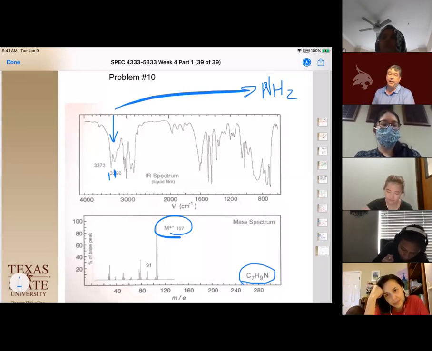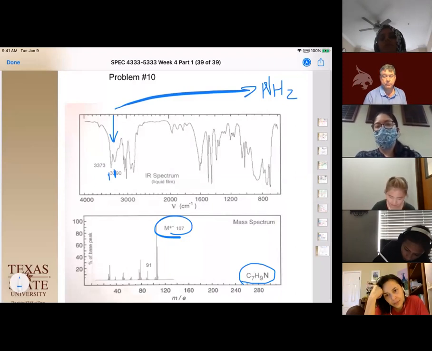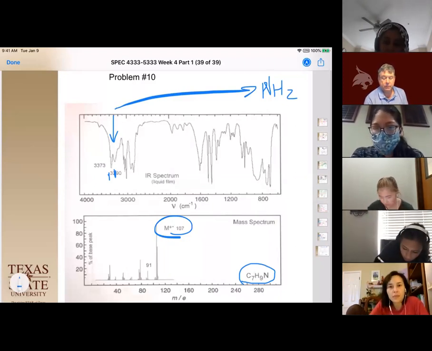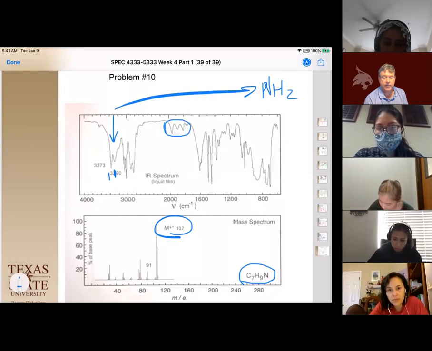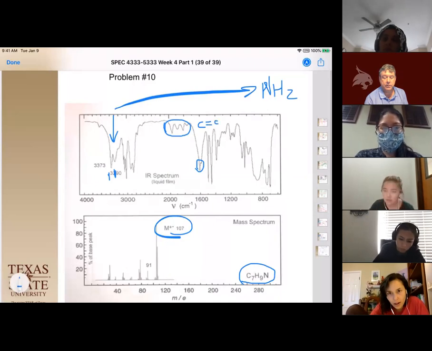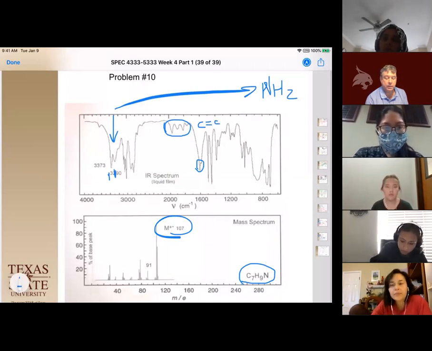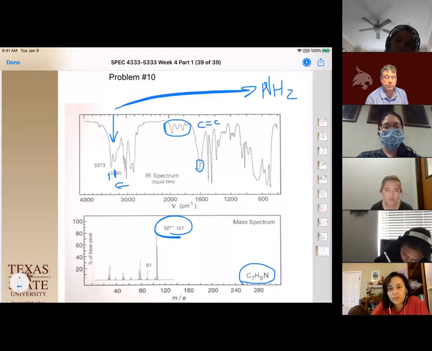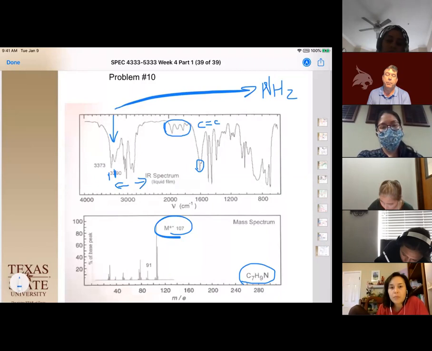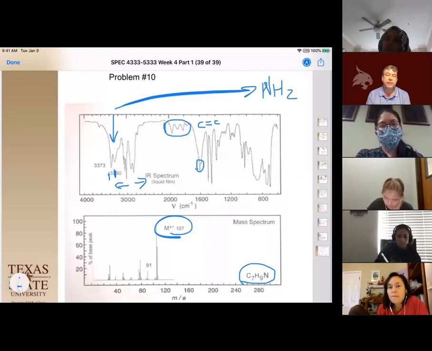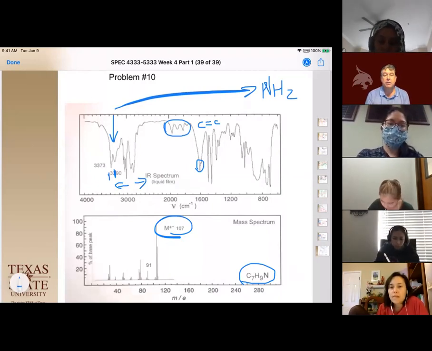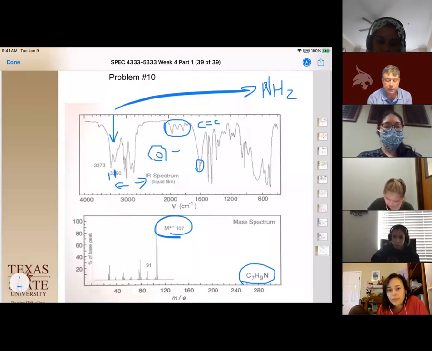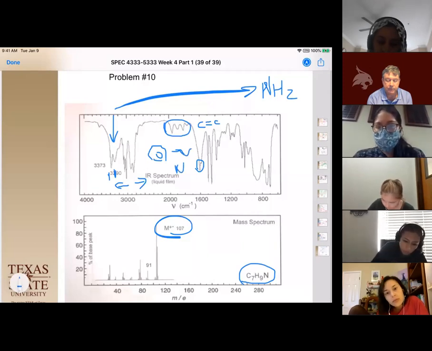Let's look at the IR. What else do we have? We have this peak right here telling us one thing. That right there is our carbon-carbon bond. We have benzylic hydrogen, or benzene aromatic hydrogens plus aliphatic hydrogens. So now we have probably some kind of benzene, some kind of aliphatic chain, and some kind of amine.